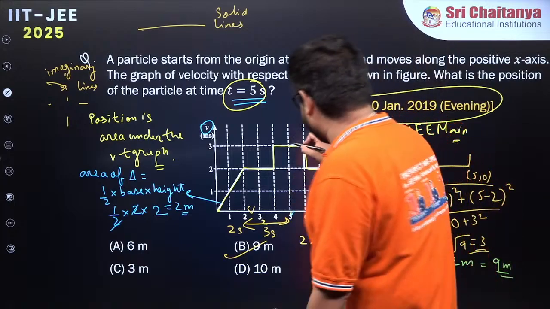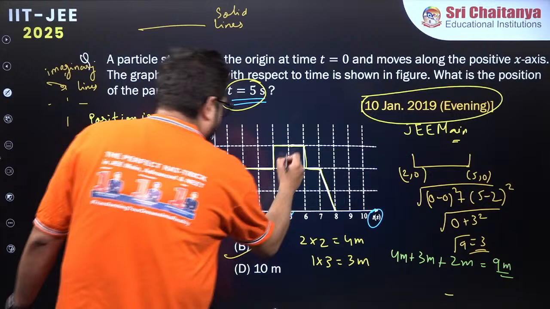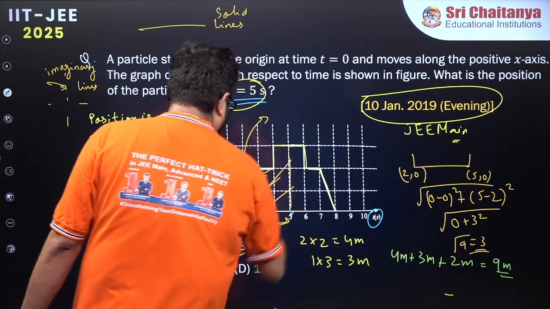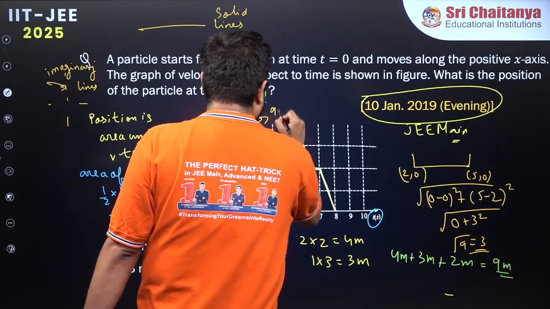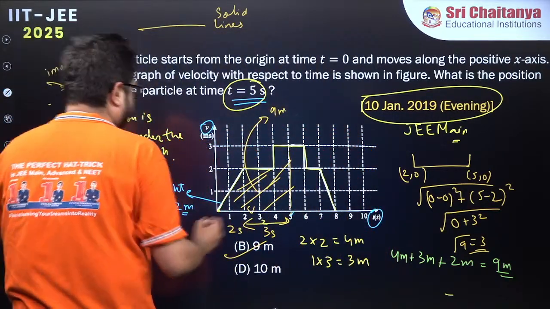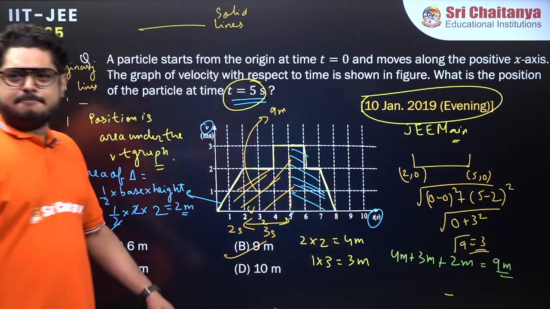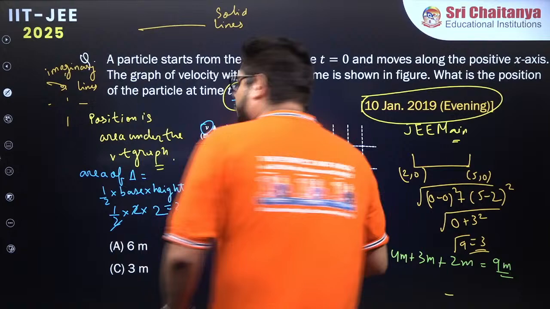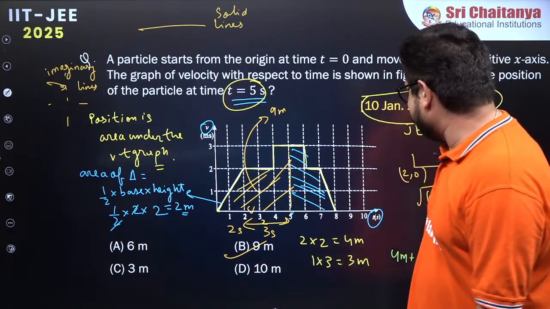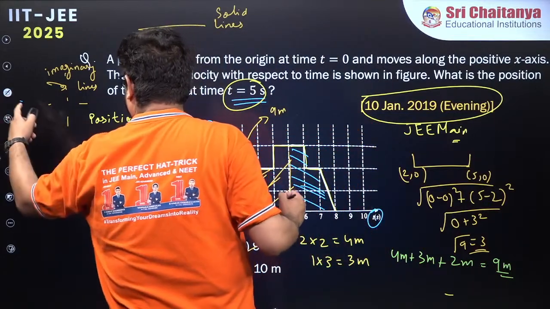Okay. So till here, the area till this region is already given, which you calculated to be 9 meters. Now what needs to be done? You need to calculate the area of this region, the one which I am shading with blue color. There are two rectangles and one right angle triangle, isn't it? So what will be the area of this rectangle?